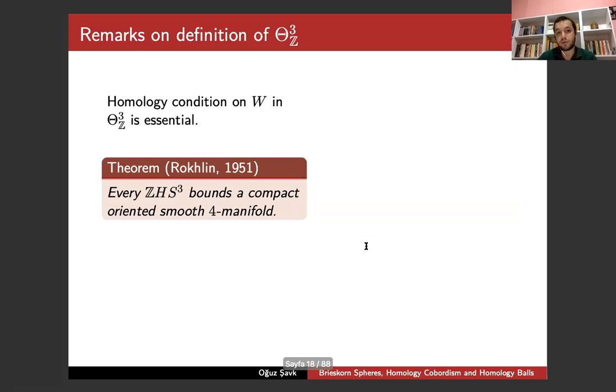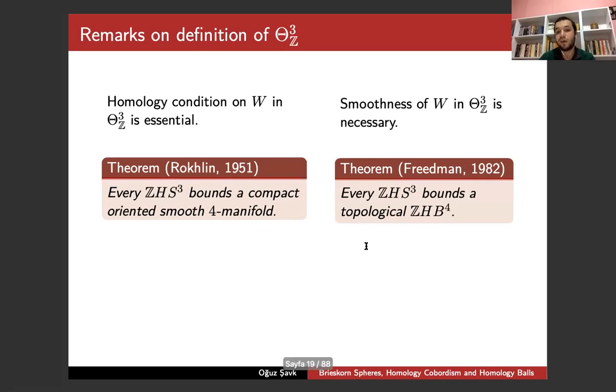I have two remarks on the definition of the integral homology cobordism group. First of all, if you erase the homology condition on W, you get a trivial group because Rokhlin proved that every integral homology sphere bounds a compact smooth four-manifold. On the other hand, again due to Freedman, the smoothness condition on the four-manifold W is necessary. If you drop this condition, you get a trivial group. So we define a very sensitive group object by starting with low-dimensional manifolds.